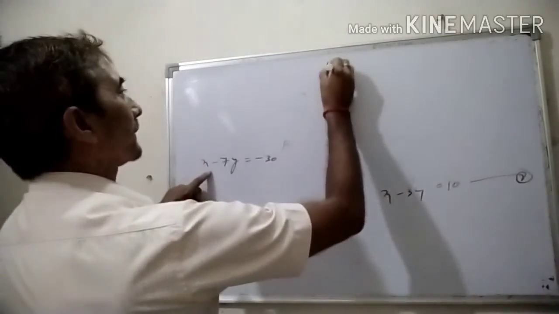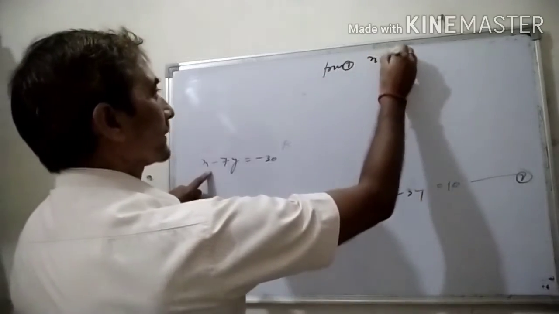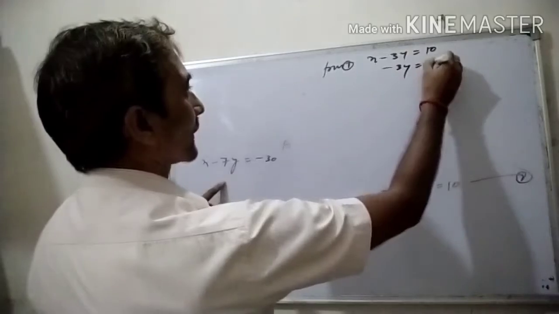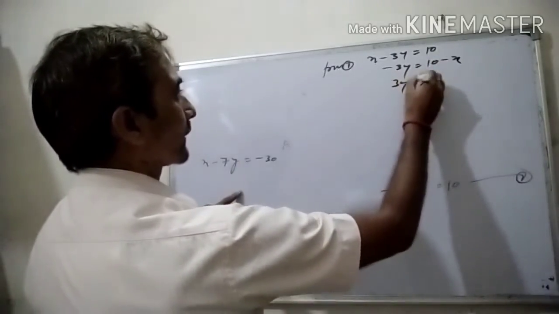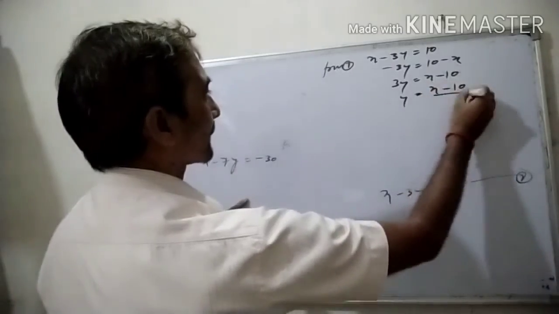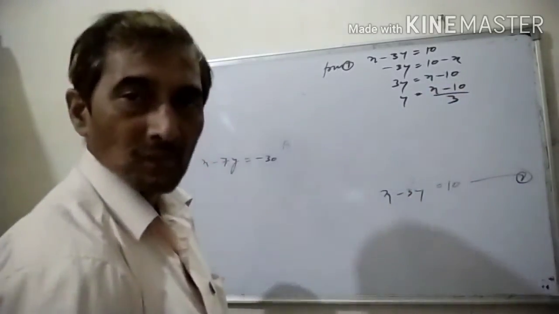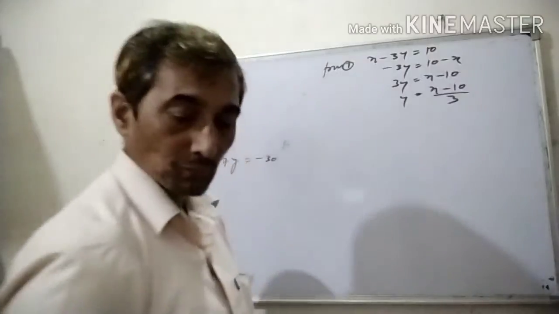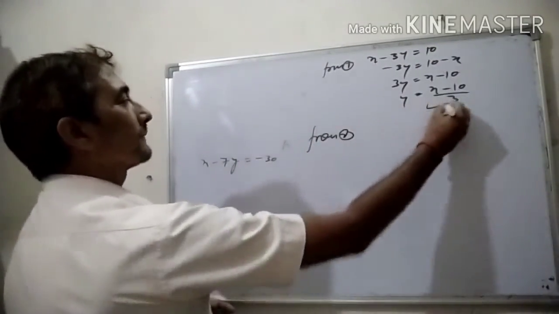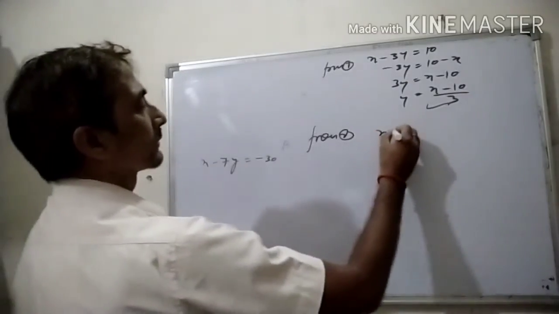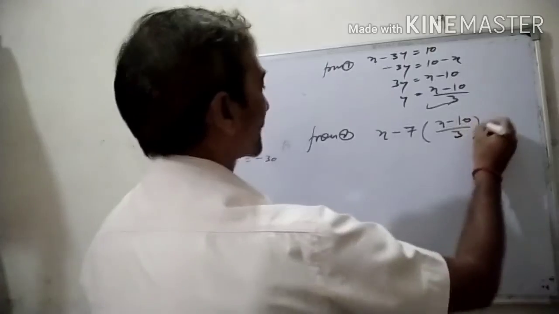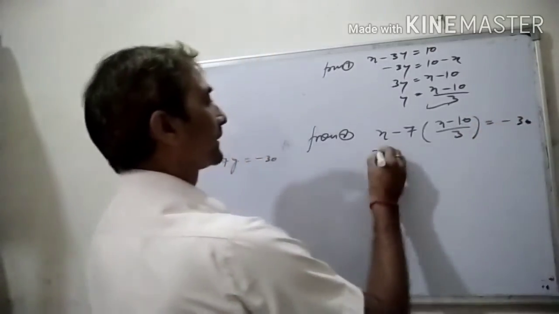Now from 1, X minus 3Y equal to 10, minus 3Y equal to 10 minus X, 3Y equal to X minus 10, Y equal to (X minus 10) by 3. From 2, substitute this value in equation number 2. X minus 7 into (X minus 10) by 3 equal to minus 30.